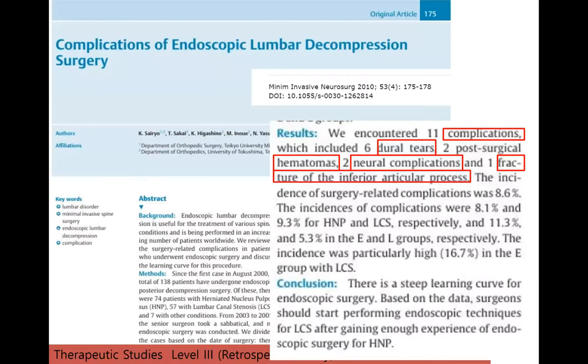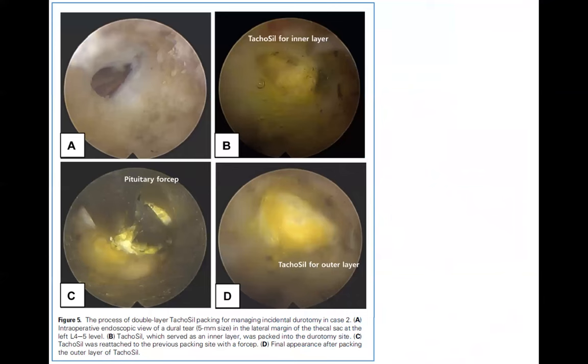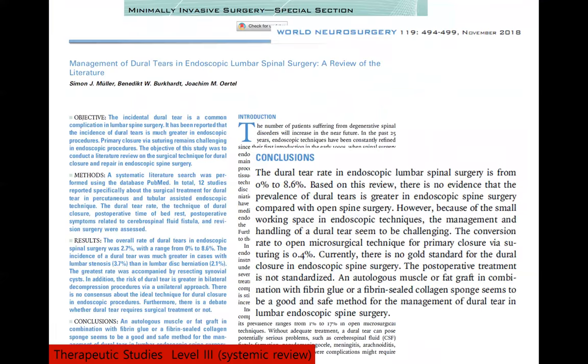There are already published papers on these contraindications and complications, but very few. This paper is a textbook published in 2010 on complications of endoscopic lumbar decompression. And there are several papers about dural tearing from endoscopic decompression. This paper is about the dural tearing. Also, this paper is another paper on dural tearing.